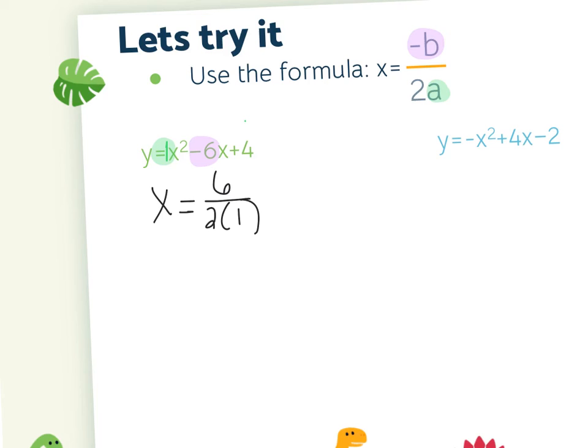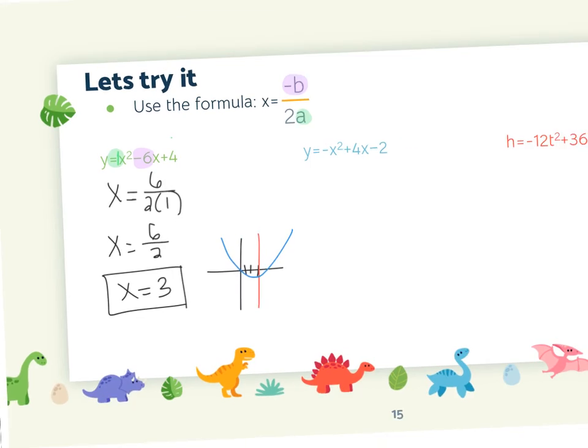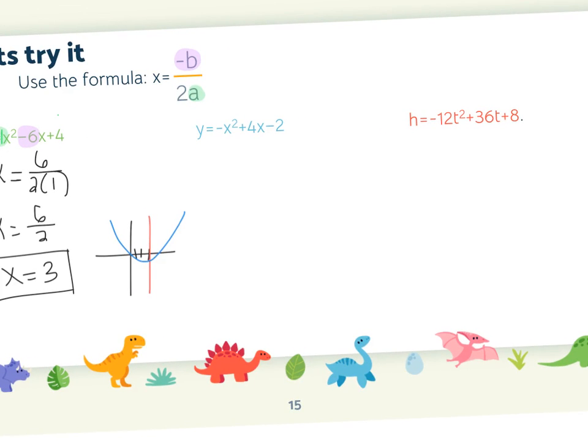Now I'm just going to go in and simplify. X equals 6 over 2, so x equals 3. That's it. At x equals 3, so on a graph at 1, 2, 3, this is my axis of symmetry. So whatever parabola I have, that's where my fold line is, that I can put it, and then it's the same. So what I'd like for you to do is go ahead and pause it and try these two.